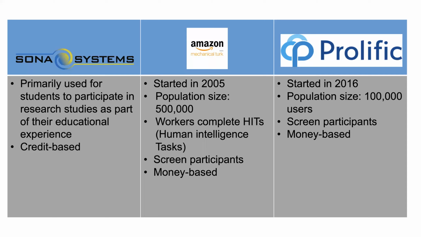So again, you're allowed to screen participants. You can include who you want, or you can exclude who you want. And as I've said before, it is money-based, and it all depends on how much you want to pay them. For Amazon MTurk at least, there's really not a set amount. So you can pay individuals $1 for a 15-minute experiment, or you can pay them $10 for an hour experiment. It varies.